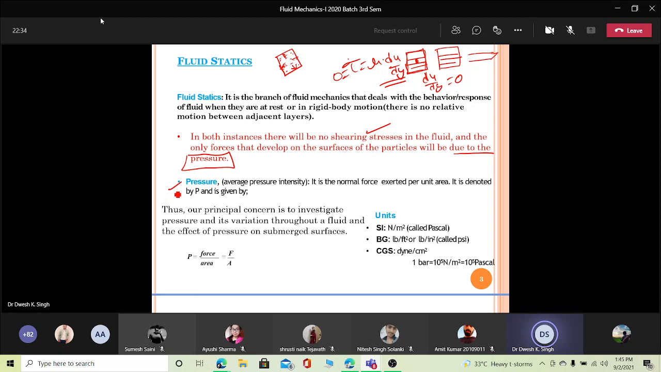Okay, pressure, I think all of you are familiar. What is this pressure? As I told you, it is the normal force exerted per unit area. And a very general notation of the pressure is P. I think it is worldwide known by the notation P. So this is very common. Thus our principal concern in this chapter, in fluid statics, is the investigation of pressure.